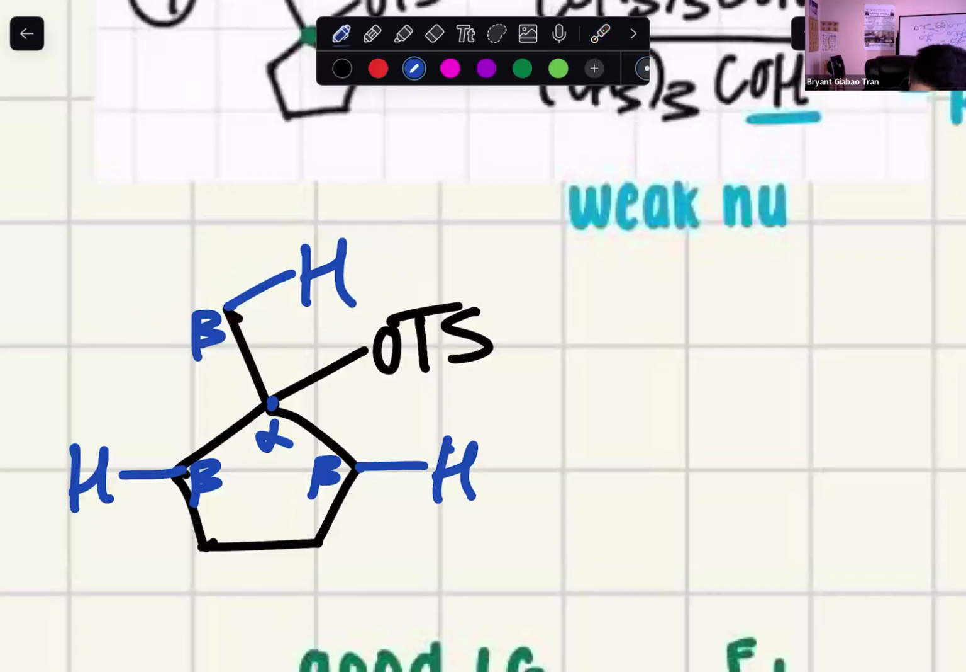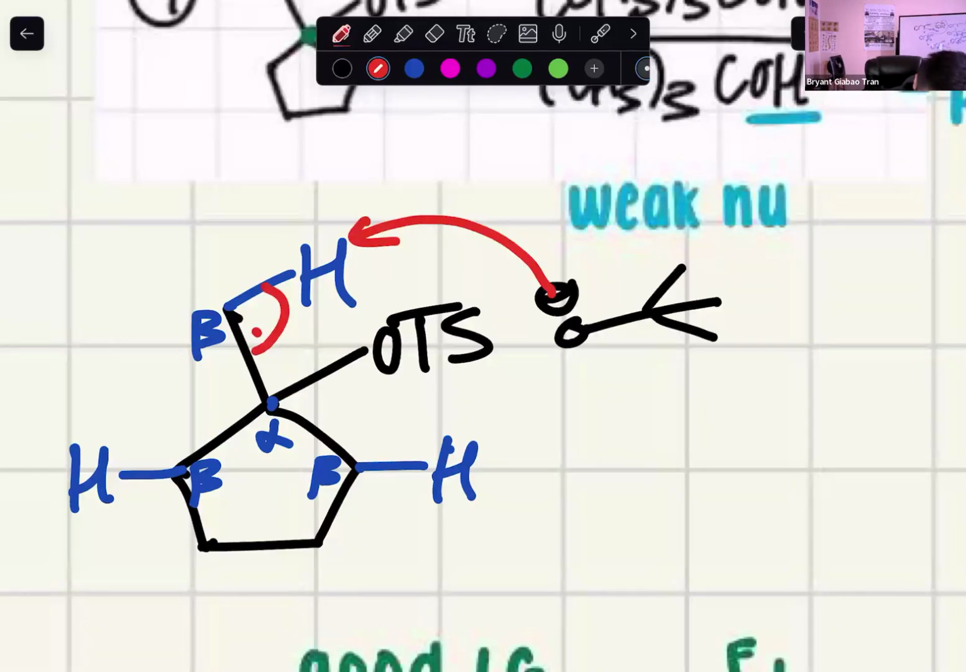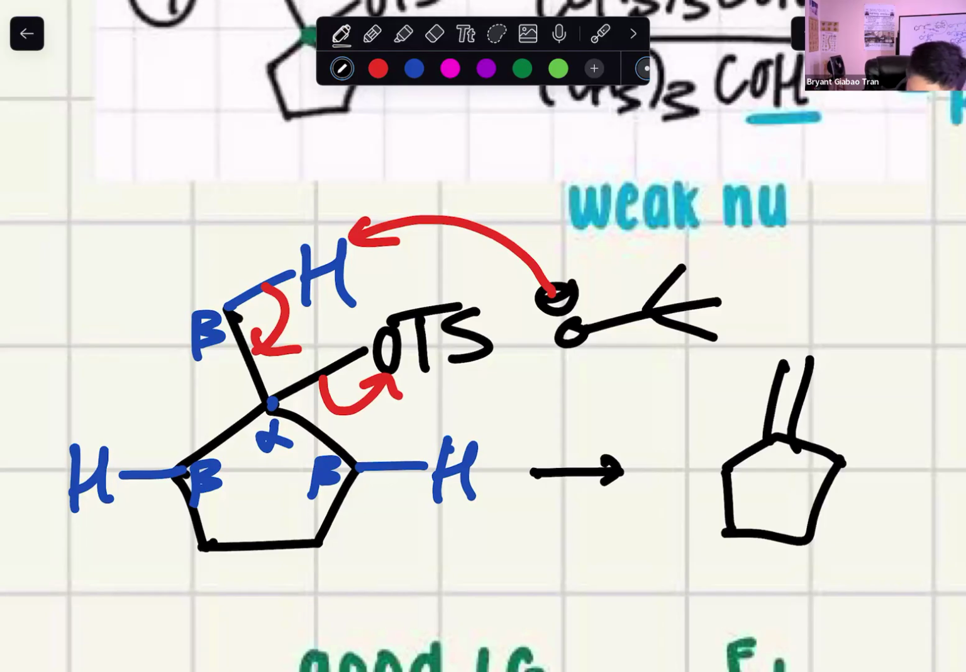Right. So the tert-butoxide is going to come in, grab that hydrogen, make a double bond, kick out the leaving group, give us this final answer here for the Hofmann E2 product.